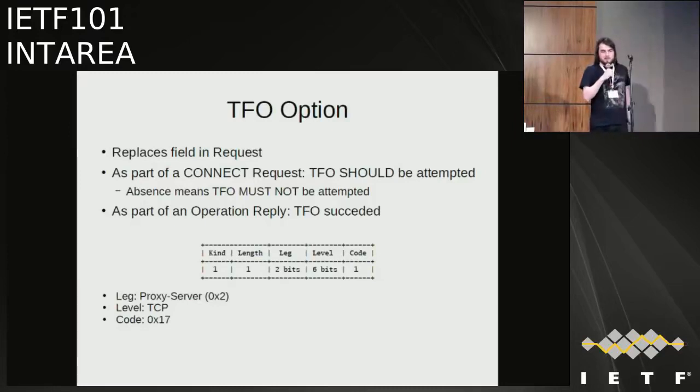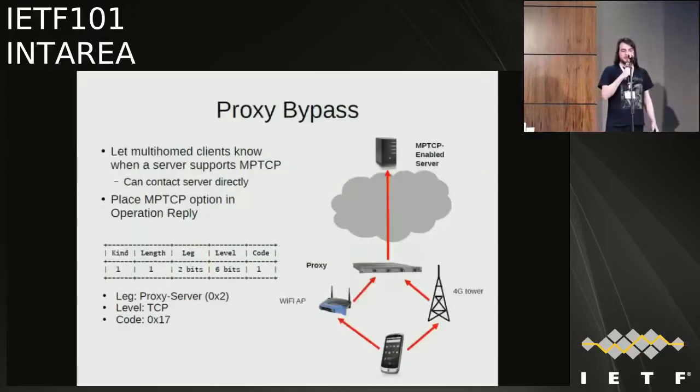Next up, we've also used these options to implement a use case called proxy bypass. So let's say that a mobile phone has both a Wi-Fi and a 4G interface, and it wants to take advantage of both interfaces. Now, as you probably know, MPTCP deployment is lagging behind on the server side. So if a mobile phone wants to take advantage of both of its interfaces, it probably has to go through a proxy. Now, some servers might start deploying MPTCP.